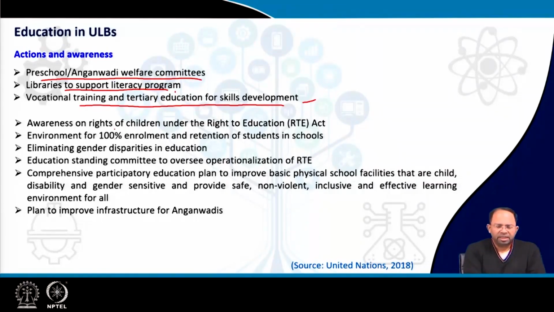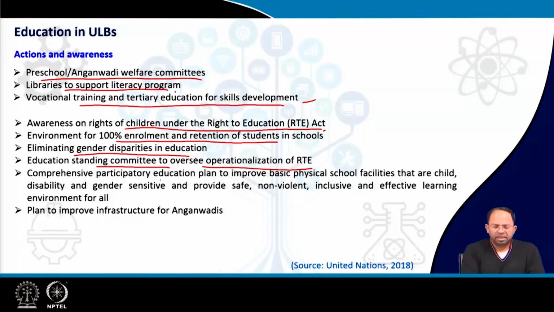Then awareness of the rights of children under the Right to Education Act. An environment for 100% enrollment and retention of students in schools. So we have to create infrastructure or the overall learning environment so that people want to go to school as well as stay in school. Eliminating gender disparities in education. Then an Educational Standing Committee to oversee operationalization of the RTE Act.